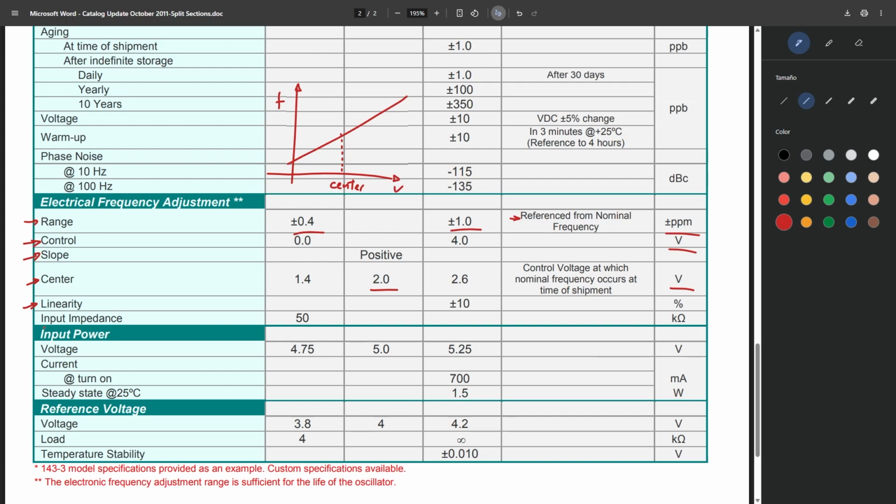The last field is input impedance, in kiloohms. This tells us that the pin can be approximated as a 50 kiloohm resistor at worst, meaning that our controller, the one supplying the voltage to this pin, should at least supply, let's see, so we got 4 volts maximum over 50 kiloohm, that's 80 microamps. It's a small amount, but let's keep this value in mind.